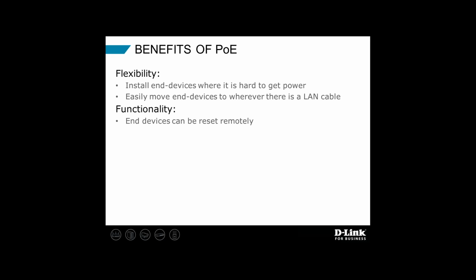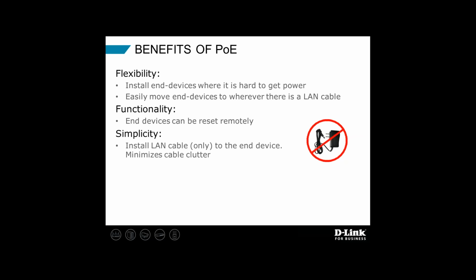From a functionality point of view, it allows me to reset my end devices. We talk a lot about IP cameras and the fact that they're not always perfect, and sometimes I have to reboot a camera or an access point. With Power over Ethernet, instead of having to get a stepladder and climb up to that camera, I can simply unplug the LAN cable, plug it back in again, and I've just rebooted or repowered that end device.